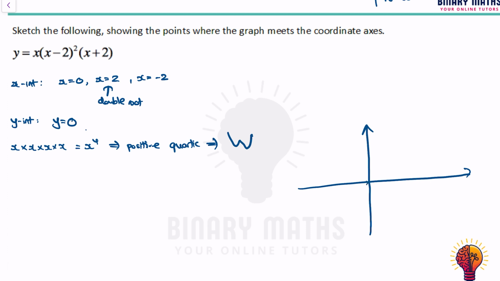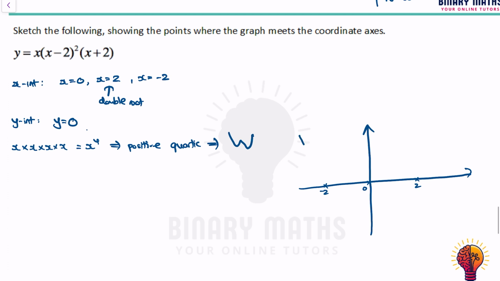okay, it goes through 0, it goes through -2, and it goes through 2, but it's a double root there. And y equals 0 is the y-intercept, okay, which means start off at quadrant 2, go through -2, goes through 0. Okay, at 2 it's a double root, so it's going to bounce off it. So remember, if it's a double root, it doesn't cross over to the other side of that x-axis, it just bounces off it. So that's a double root, and that would be it.